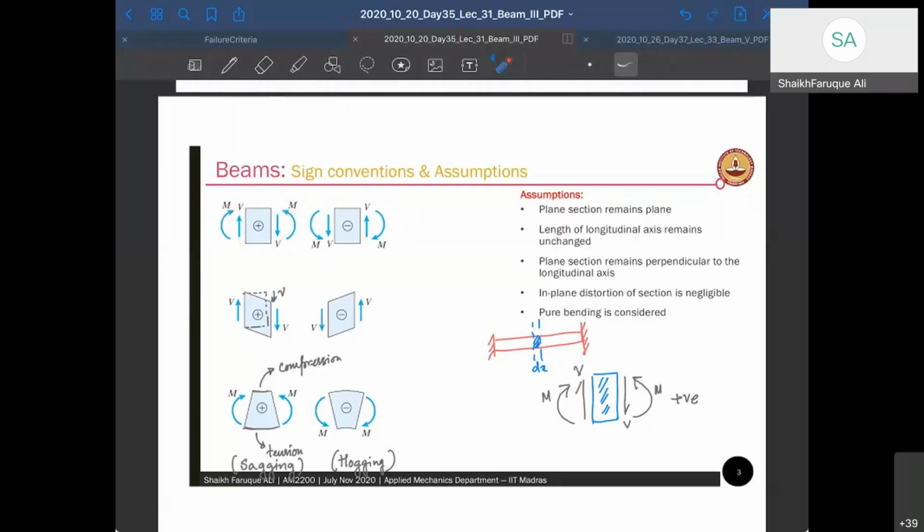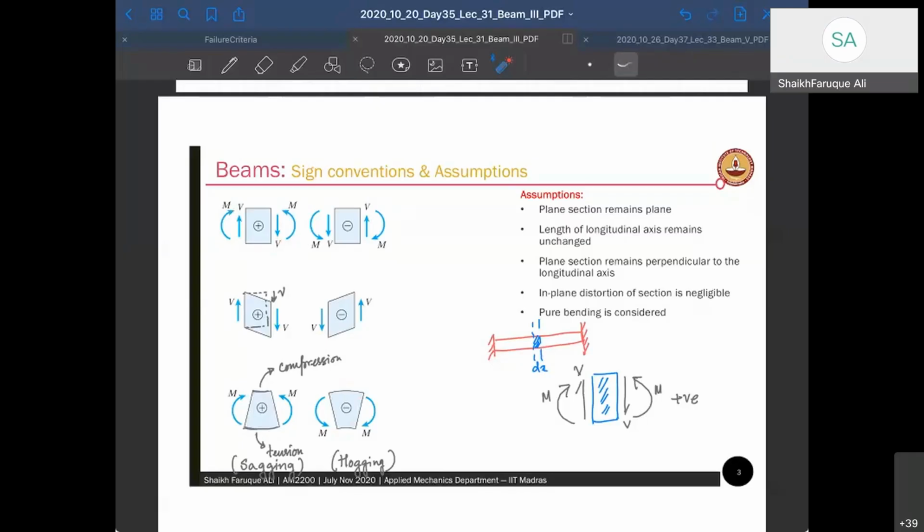Sagging moment in the sense compression in the top and tensile in the bottom is called sagging moment, so that's positive. Whereas hogging moment, where there is tension in the top and compression in the bottom, is negative. Okay, so that's how we consider shear and bending moment as positive for stresses.